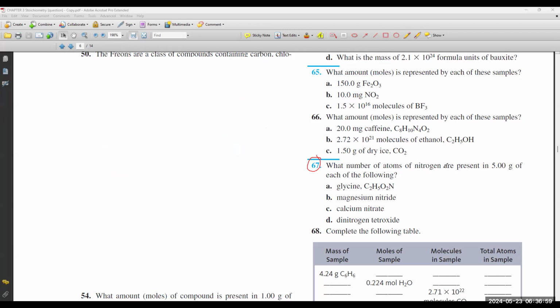What number of atoms of nitrogen are present in 5 grams of the following compound? Let's do the A part. So the mass is given, 5.00 grams.